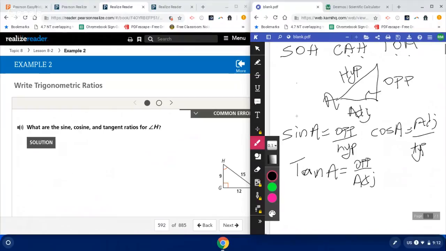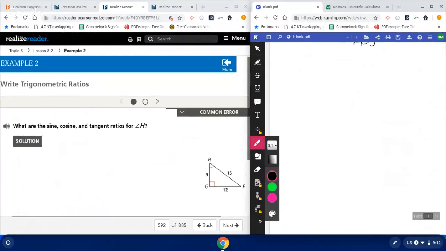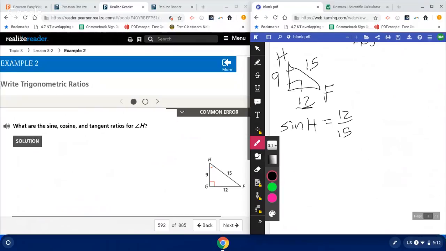We have this triangle, and they just want us to write the ratios for it. It's a right triangle with H up here and F here. The sides are 9, 15, 12. The opposite side depends on which angle we're talking about. They want angle H, so sine of H. The opposite side is down here, so that equals 12 over the hypotenuse, which is 15.